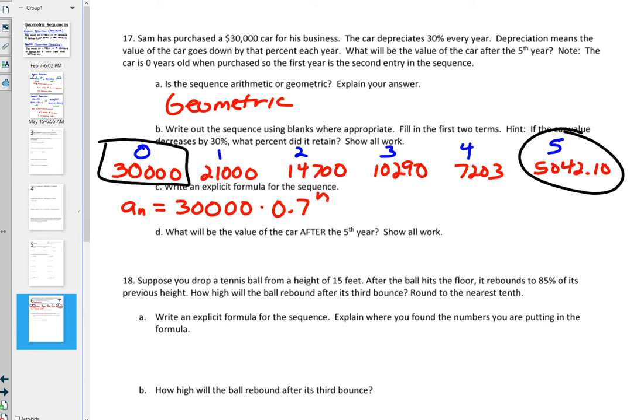30,000 times 0.7 to the 5th. Yep, and that indeed does give me $5,042.10.